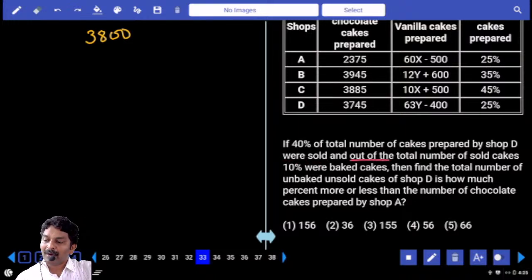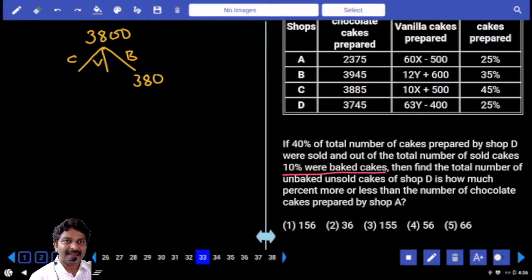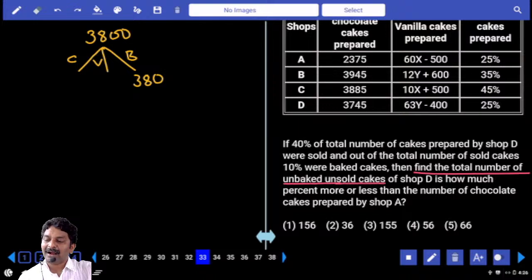Out of the total number of sold cakes, which is 3,800, 10% were baked cakes. We have chocolate, vanilla, and then baked cakes. Baked cakes are 380, 10% of it. Then find the total number of unbaked, unsold cakes of shop D. What do you mean by unbaked?